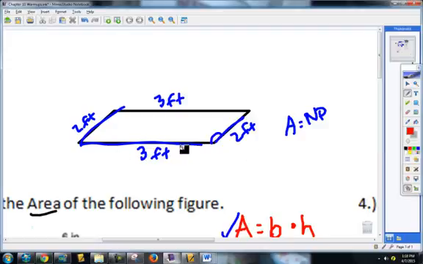If I'm calling 3 feet my base, then my height is the distance to the base that's parallel, the one that's across from it. So I would have to actually measure from right there to right there. And notice how it comes right at a right angle. It's a right angle at both the bases. Or I could do it on the outside.